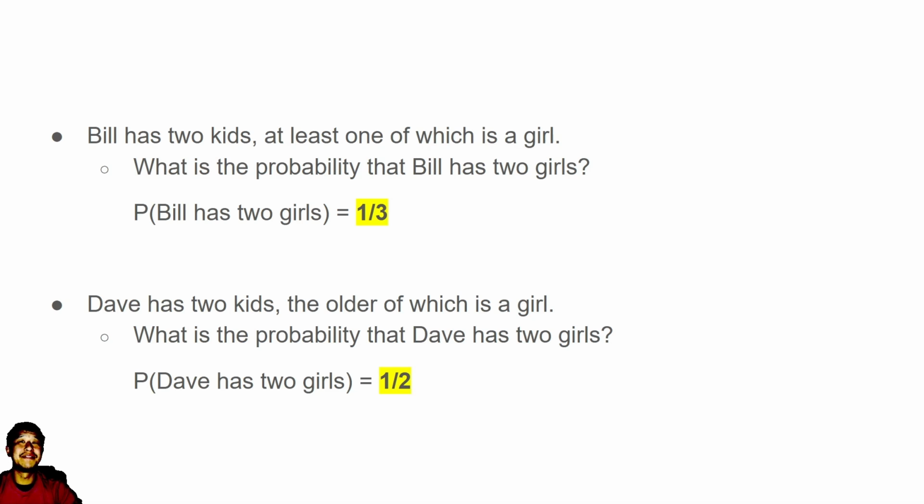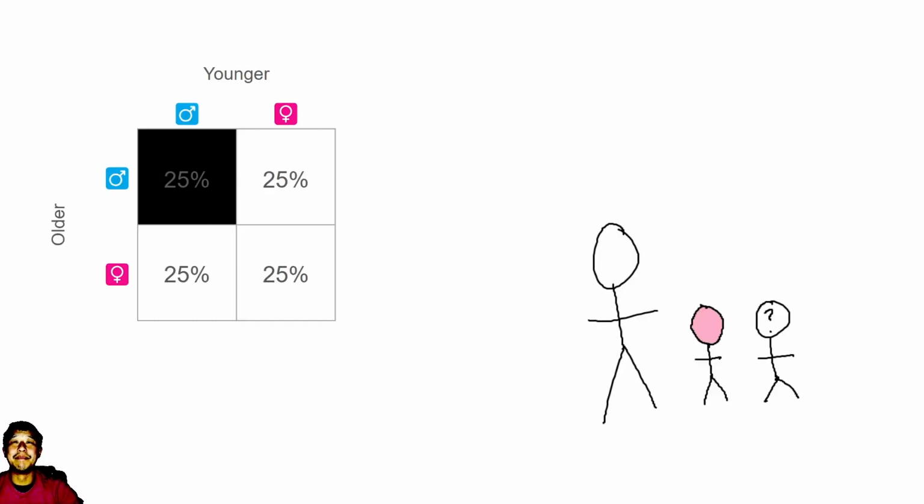But why isn't it 50-50, you might ask? Well, it would be 50-50 or 1/2 if the possibility of having two girls and the possibility of having one boy and one girl were equally likely, but it turns out they're not. Having two girls is a 25% chance, and having one boy and one girl is a 50% chance, meaning having one boy and one girl is twice as likely as having two girls. And this is actually borne out in the fact that Bill's probability of having two girls is 1/3, and the probability of having a boy and a girl is 2/3.